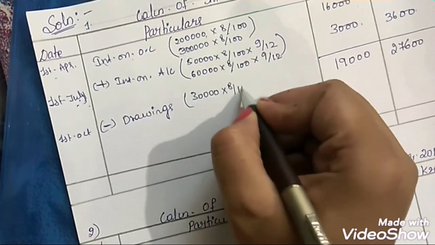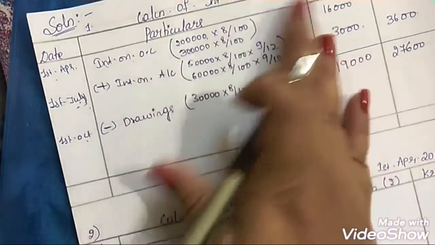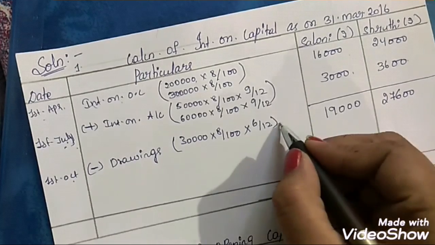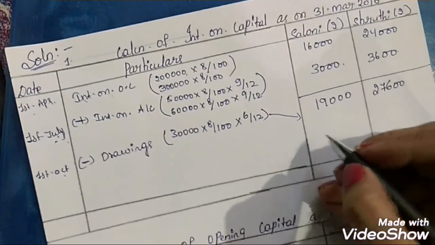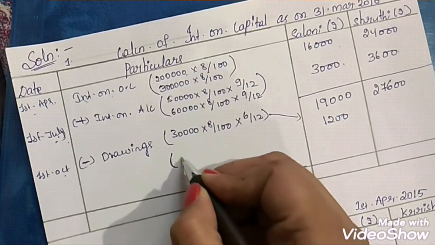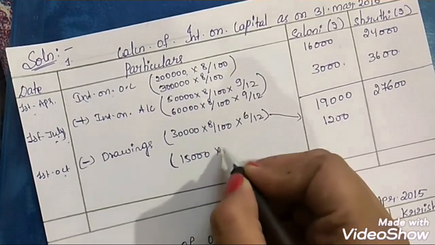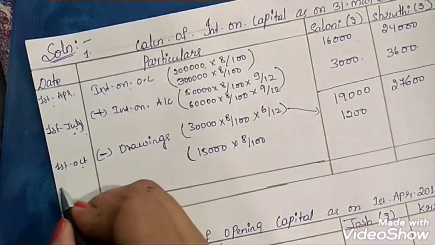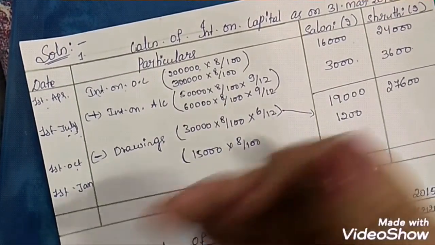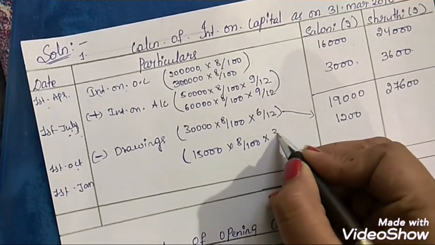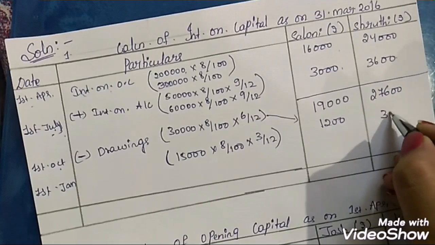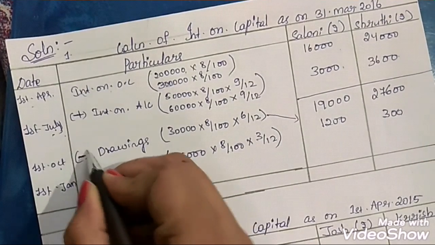So again 8% on that, and from October to March it is only 6 months, right? So 6 divided by 12. Okay, so its amount I am going to write here. So the amount here would be rupees 1200, and for Shruti, the drawings of Shruti is rupees 15,000 and 8% of that. Now the date is 1st of Jan, right? From January to March it is only 3 months, right? So 3 divided by 12. Okay, so here the amount would be rupees 300.